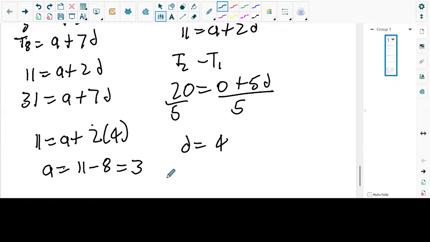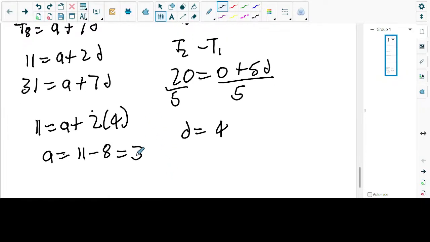So we have A is equal to 3. Now remember, what are we looking for? We're looking for term number 3. So we're going to say T3 is going to be equal to A, which is 3. T3 is equal to 3 plus 2.